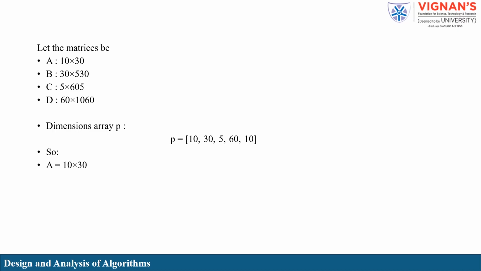First matrix is formed using P of 0 and P of 1. Second matrix is formed using P of 1 and P of 2. Third matrix is formed using P of 2 and P of 3. Fourth matrix is formed using P of 3 and P of 4.